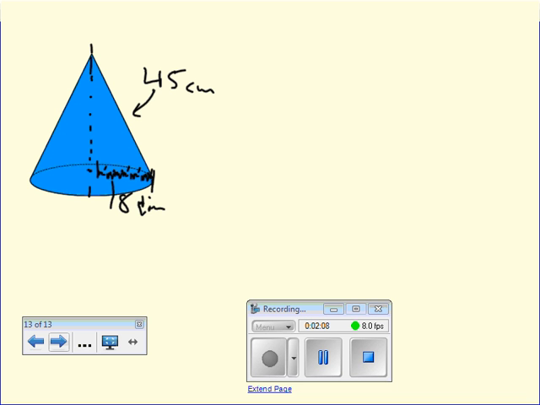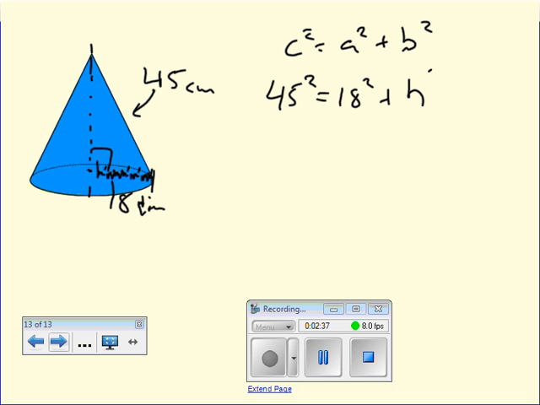But I also learned way back in lesson 8.1 about the Pythagorean theorem. And the slant with the radius and the height, they form a perfect right angle triangle. So I have my c squared equal to a squared plus b squared. My c squared is my 45. My a squared is the 18. And my b squared is actually my height. So I'm just going to put that as h right now.